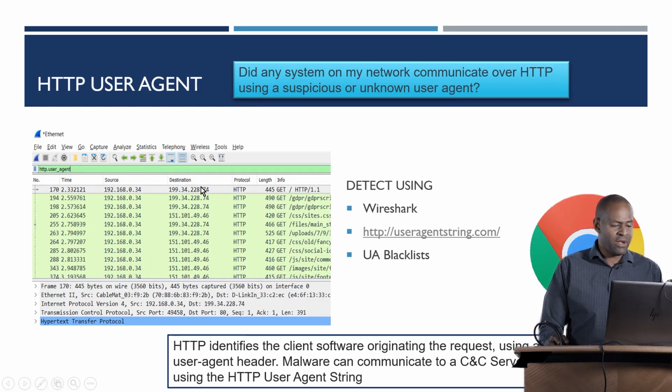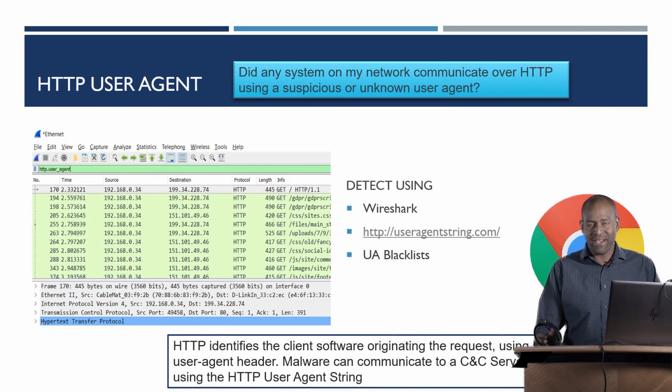I ran a little Wireshark here and ran a little filter, which is the http.user_agent. And in order for this to work, I had to go to a website that was HTTP, not HTTPS. And I was able to grab some information from there. And there's also, you can take headers and run them through useragentstring.com. So if you go to useragentstring.com, it can help you detect illicit user agents.